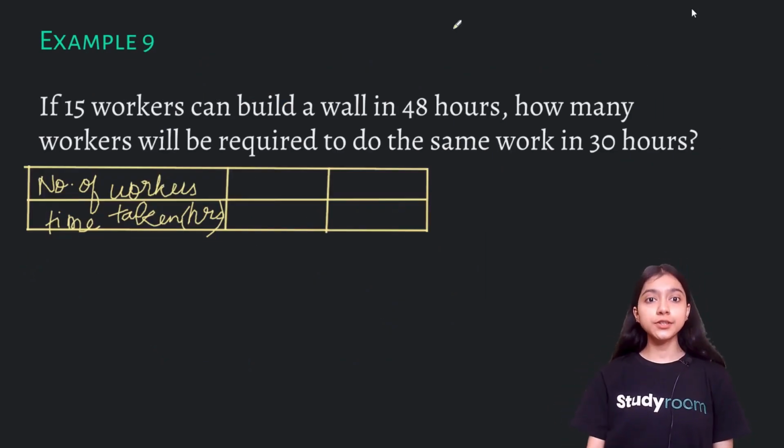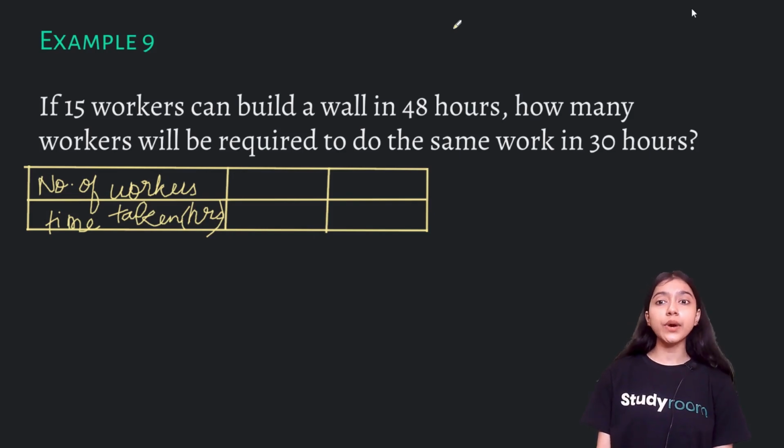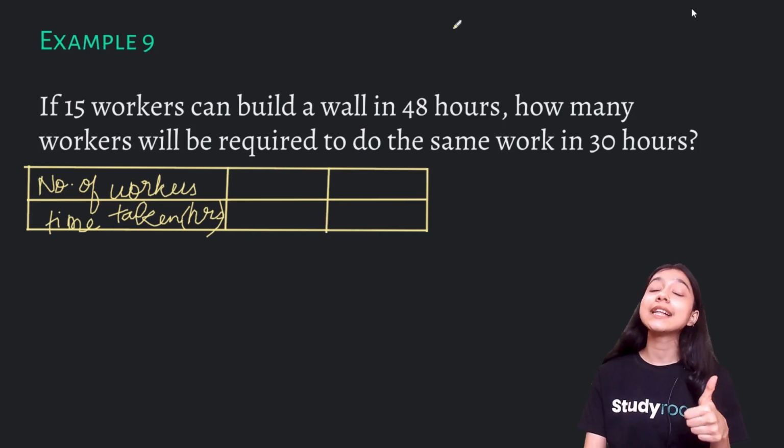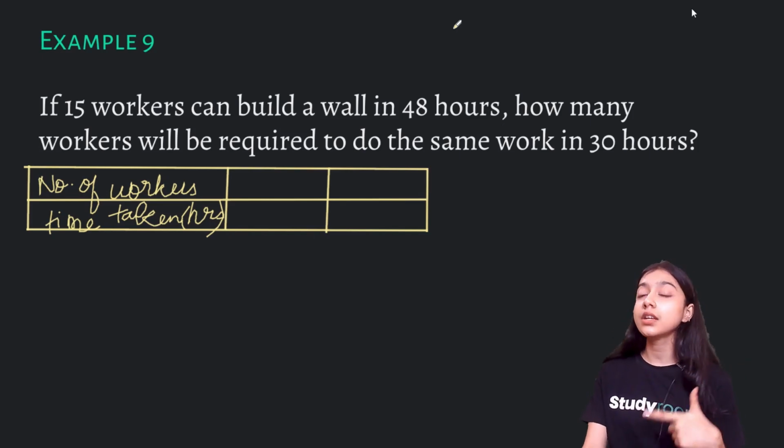The next question on your screen reads, if 15 workers can build a wall in 48 hours, how many workers will be required to do the same work in 30 hours? I'll explain it to you. We have two variables in the question. One is the number of workers and the second is the time taken in hours.